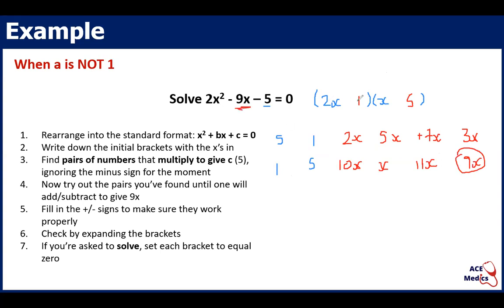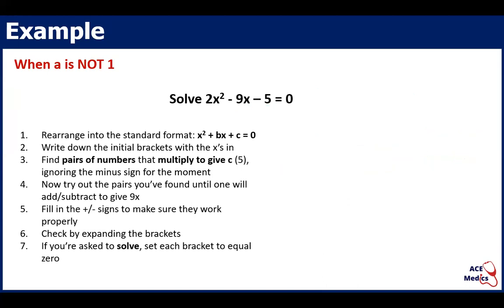So which way round is our positive and our negative going to be? Our positive is going to be there, our negative is going to be there, because we need to get a plus x and a negative 10x. Does that make sense to everyone? Does anyone have any questions at all? No? Cool.